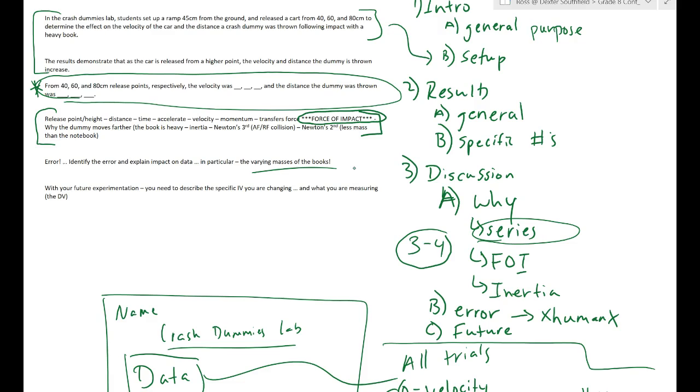So I would ask that you keep the angle of the ramp the same, and we're still measuring velocity and still measuring how far the dummy moved. But what else about the lab could we change? I'm asking you to go a little bit further with this one.